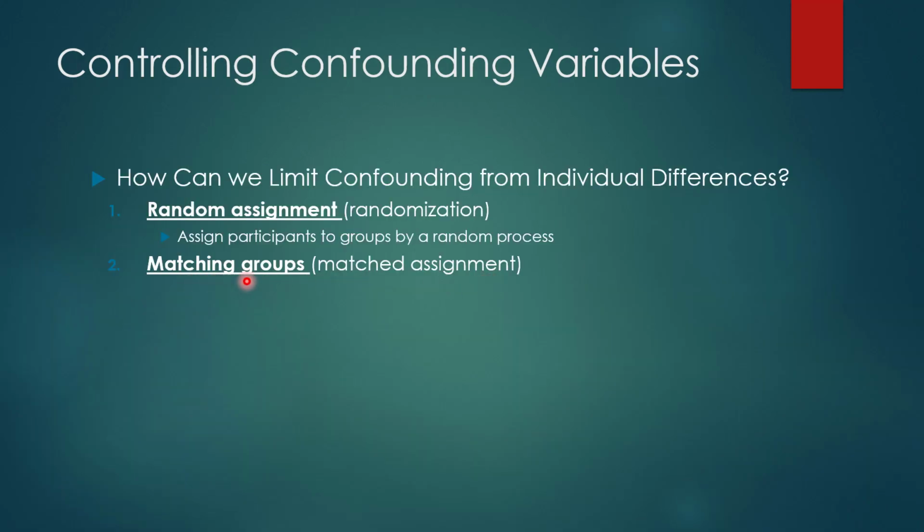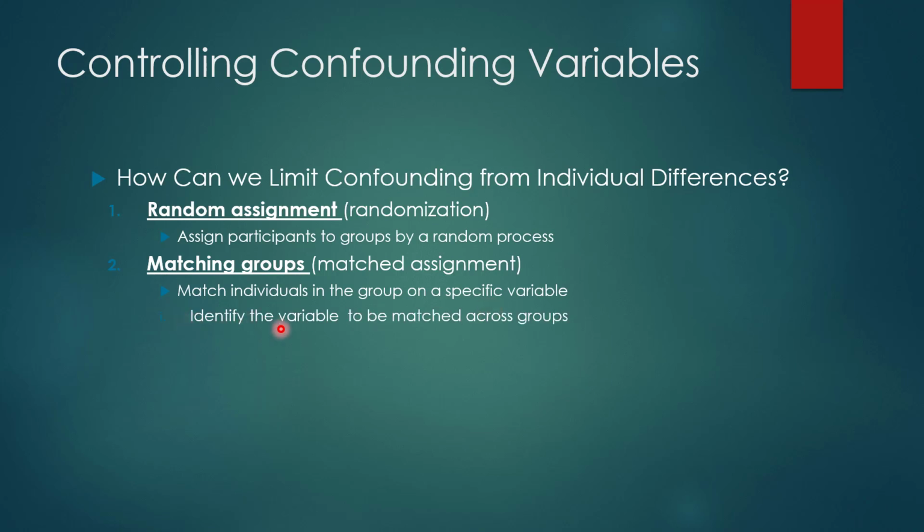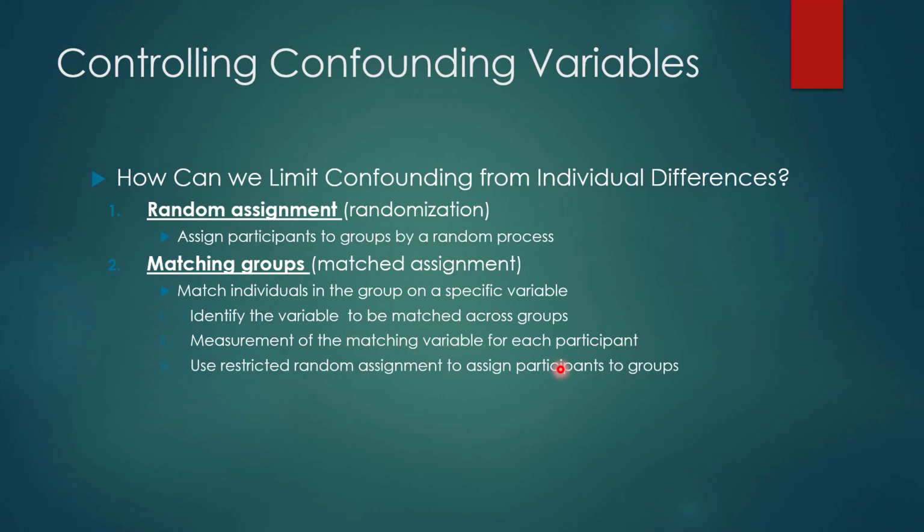Now, another thing we can do is matching groups. It's sometimes called matched assignment. So this is where you match individuals in the group on some sort of variable. So you identify a variable that you are worried could become a confounding variable, and you have to measure it, and then you have to match individuals that have similar levels of whatever that variable is. So first you identify the variable to be matched across groups. Then you measure the matching variable for each participant. And then you use restricted random assignment to assign the participants to groups.